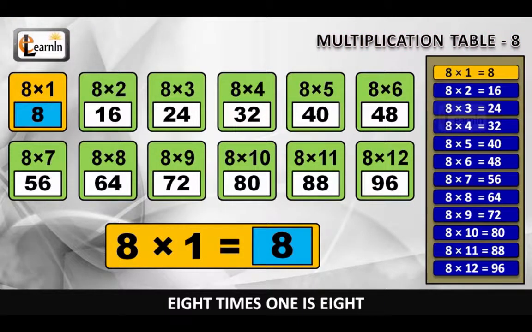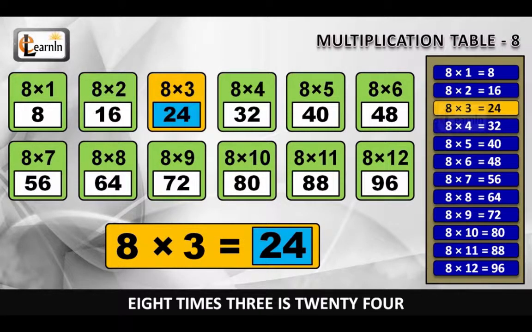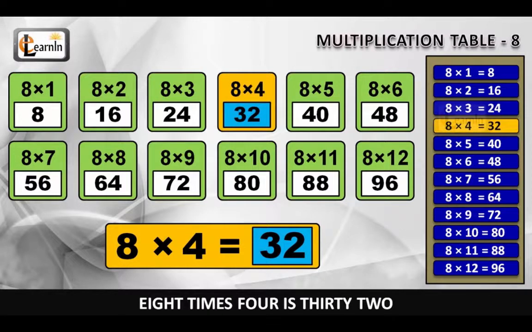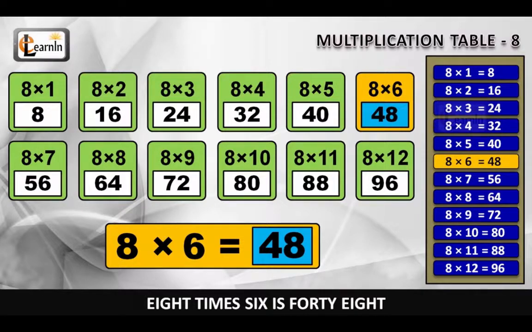8 times 1 is 8. 8 times 2 is 16. 8 times 3 is 24. 8 times 4 is 32. 8 times 5 is 40. 8 times 6 is 48.